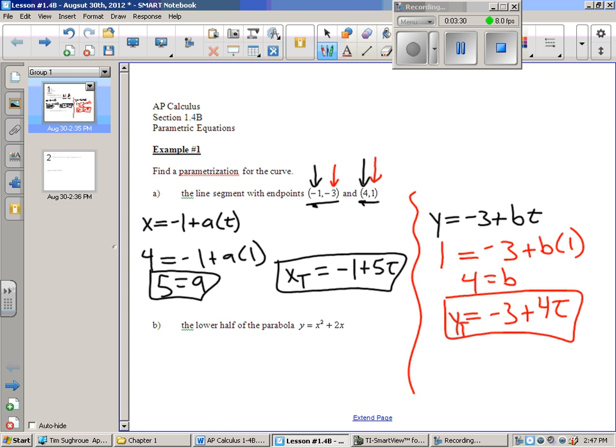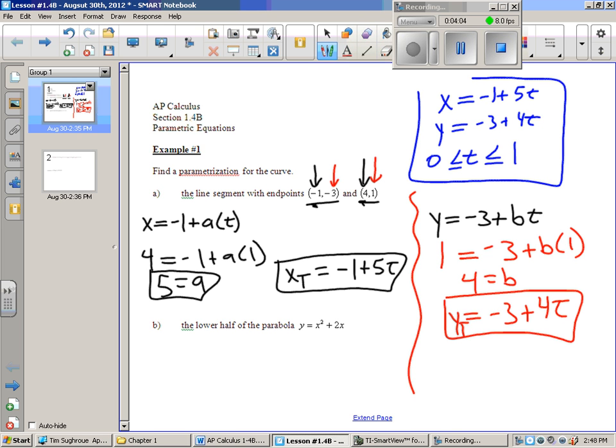But when we set up a parametrization for a curve, not only do we have to define the x and the y-coordinate, but we also have to define the parameter interval. So the total solution for this must say x is -1 plus 5t, y equals -3 plus 4t, and then we must say this is only from t is greater than or equal to 0, but less than or equal to 1. That's how we're going to set it up.